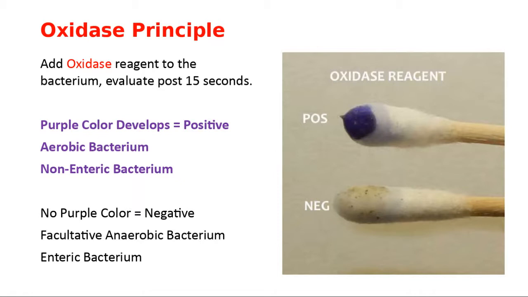So this is one of the more important slides of the entire presentation. And so what you see here is kind of the analysis, right? If a purple color develops, that means it's an aerobic bacterium, and it's a non-enteric, right? Where if there's no color, so that it's negative for oxidase, it's a facultatively anaerobic bacterium, and therefore we put it into the enteric bacterium. But remember, it has to be a gram-negative bacillus in order to be put into this category.